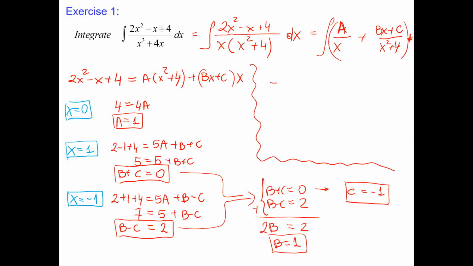Let's finish the integration: 1 over x plus 1x minus 1 over x squared plus 4. Let me repeat this: b is 1 and c is minus 1, because this was 1, -1, and that's the denominator. So, what do we have? Let's maybe rewrite a few things. This one is easy to integrate, we know that.